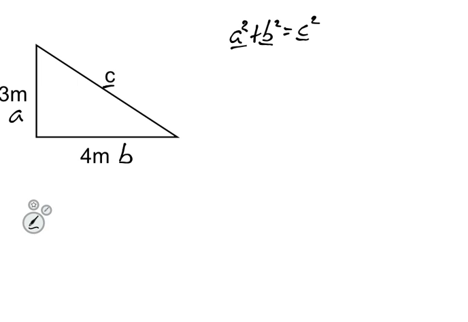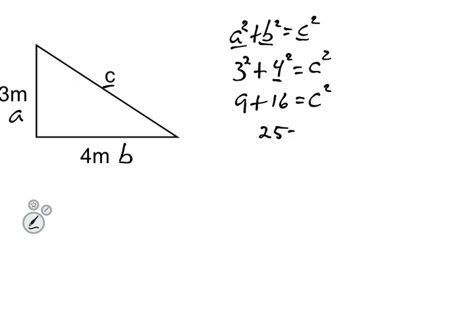I'm going to leave the units off, just to make it a little easier. So 3 squared, because that's my a, plus 4 squared is still going to be equal to c squared. I can't sub anything in because I don't know the value of c. 3 squared is 3 times 3, which is 9. 4 squared is 4 times 4, which is 16, which is still equal to c squared. It is a good idea to keep your equal signs in a nice straight line with each other. 9 plus 16 is 25, which equals c squared.